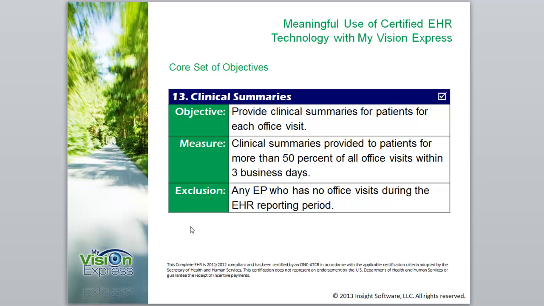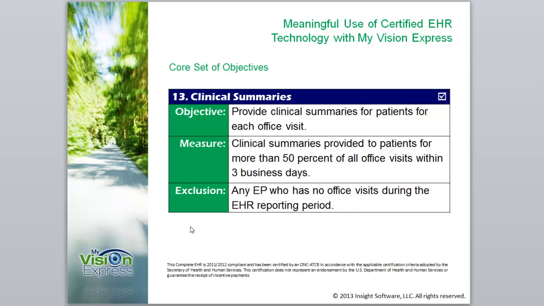My recommendation is I would try and do it the same day. That way you don't have a chance of forgetting to print out the clinical summaries. This is something that last year it got a lot of people because either they weren't printing out the clinical summaries or they just barely missed that 50%. So just please keep in mind more than 50%. If you can try and do it for all your patients, try and do it for all your patients. That way you can guarantee that you are going to meet this measurement. Now there is an exclusion, but it won't apply, unfortunately, any EP who has no office visits during the EHR reporting period.